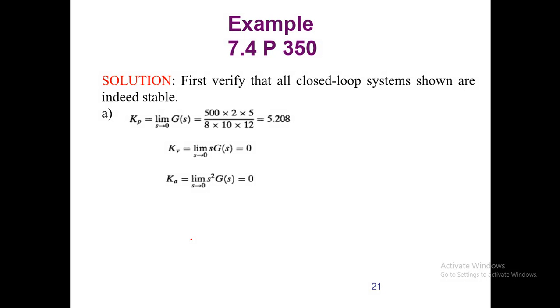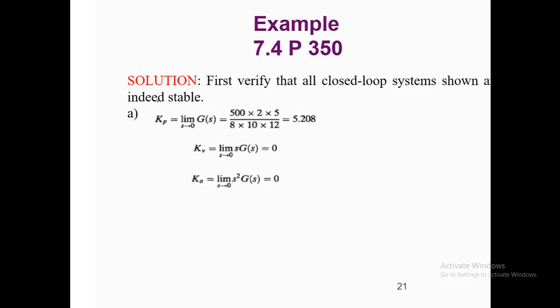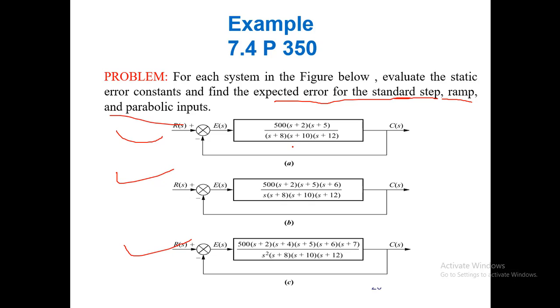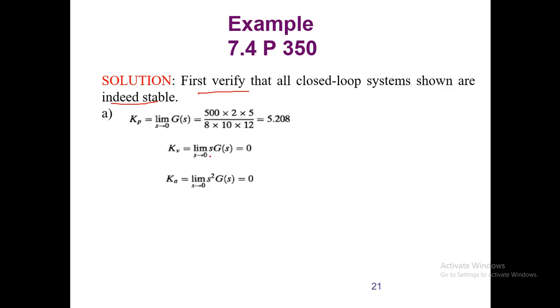The first thing that we have to provide or justify is that the system is stable. You have to find the stability of these systems on your own, and you know how you can find the stability. First, find the characteristic equation, then apply the RH criteria, and find the stability of the system. Now if the system is stable, then you go towards the constants Kp, Kv, and Ka.